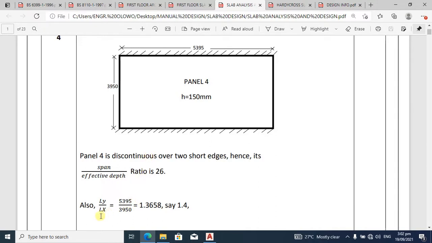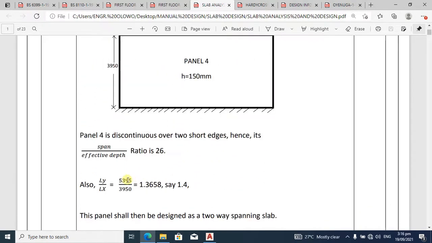So what is the ratio of LY over LX? The ratio of LY over LX is just the division, just divide the LY by the LX. How I'm going to have this value, and this value can be approximated to 1.4. Now the ratio of our LY to LX is 1.4.